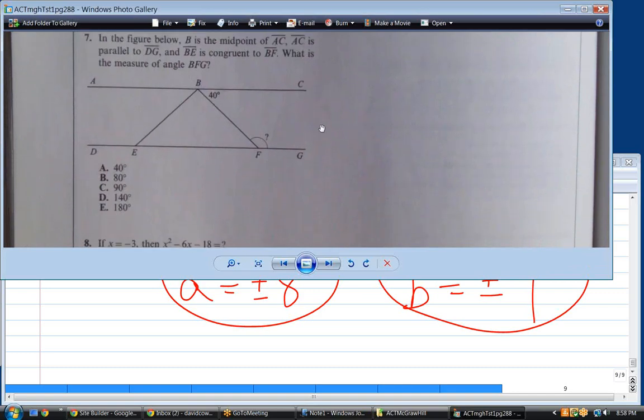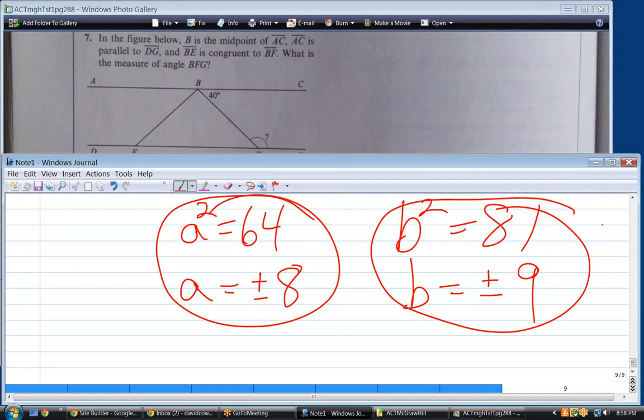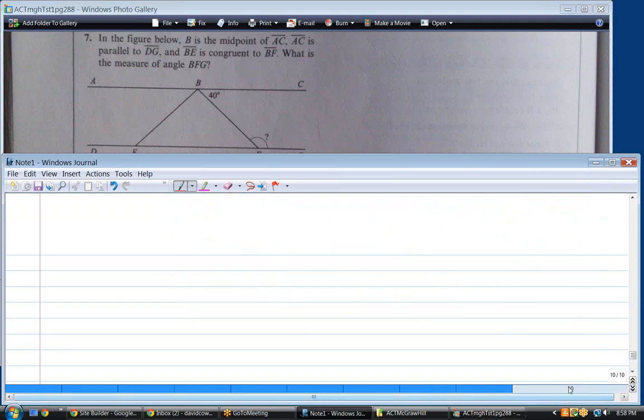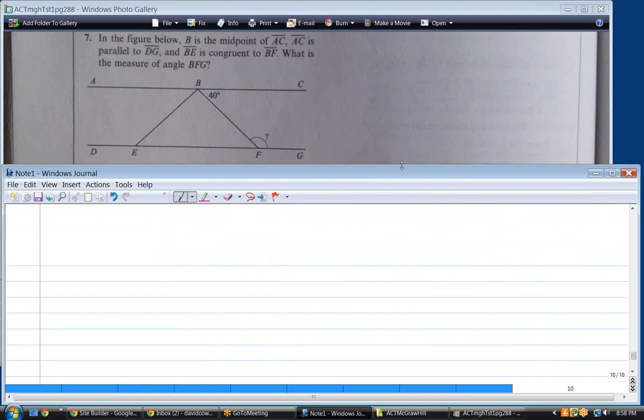Let's do one more. We got a couple minutes, and this is a geometry one. Since a good part of the test is geometry, let's do at least one geometry here tonight. So we got the line AC is parallel to DG. What is the measure of this angle right here?